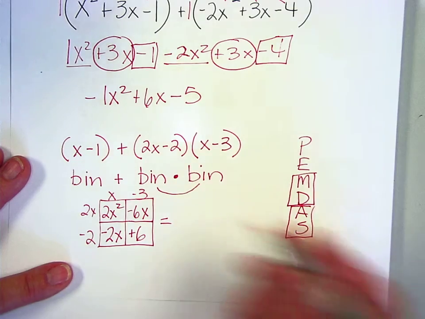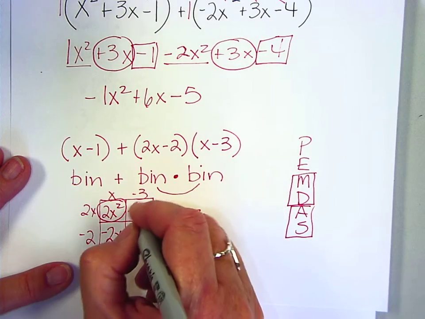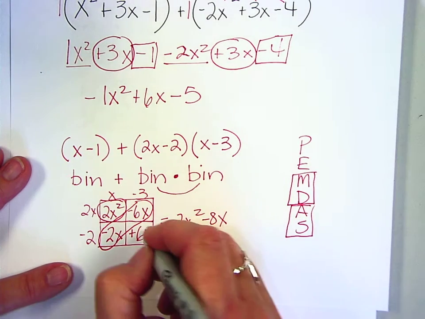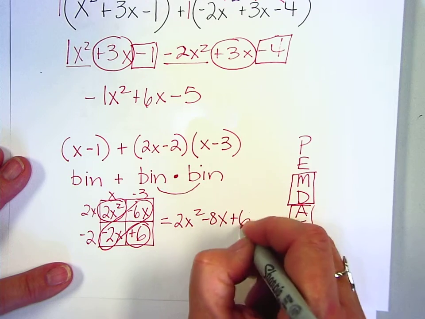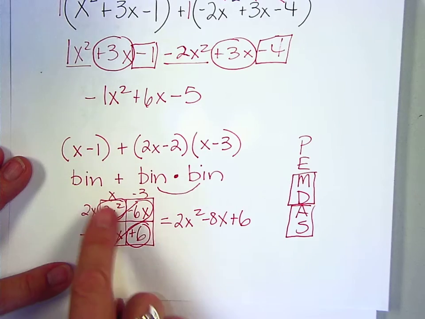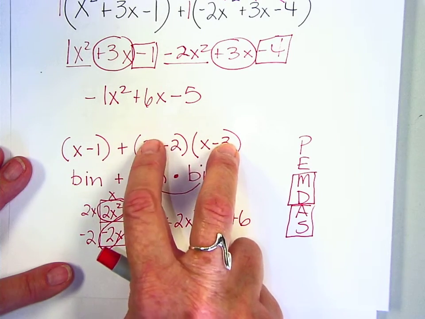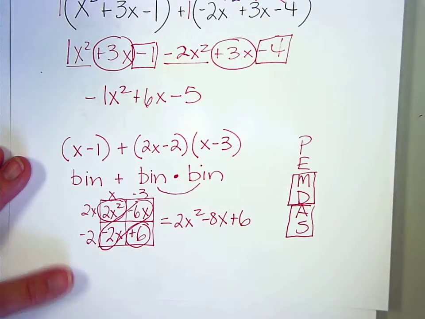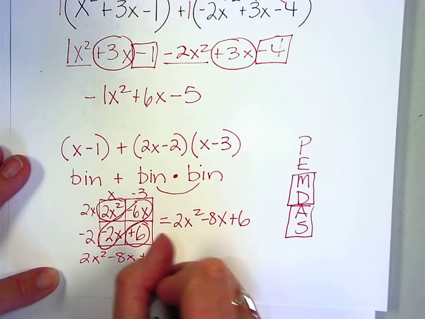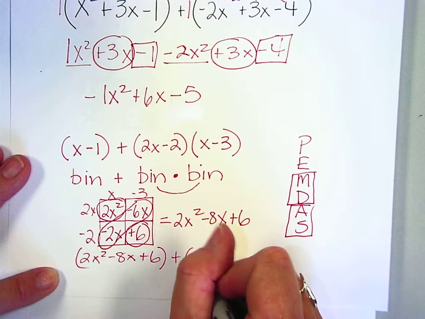When you add all those together, you get 2x squared. Be careful, all these are negative. You have 8 negative x's, and you have a positive 6, but we're not done. All we did was multiply. This is the product of these two binomials. Now we're going to take the product of these two binomials and we're going to add this binomial right here. So we have 2x squared minus 8x plus 6, the product of these two, and we're going to add x minus 1.